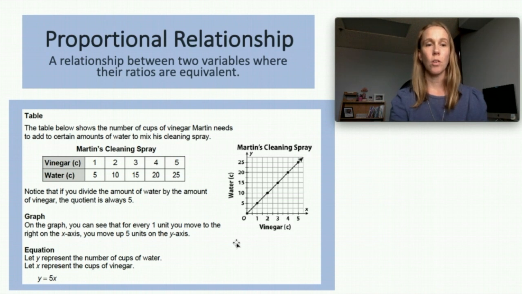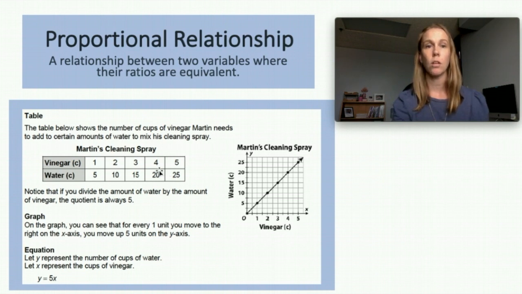The equation also, if y is the number of cups of water and x is the number of cups of vinegar, the equation for this proportional relationship is y equals 5x. In other words, the number of cups of water is always 5 times the number of cups of vinegar. So those are 3 ways to represent a proportional relationship.